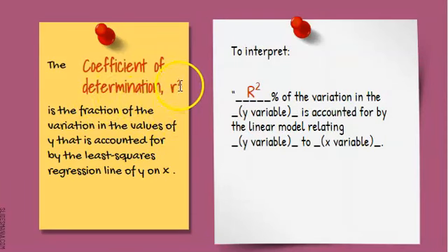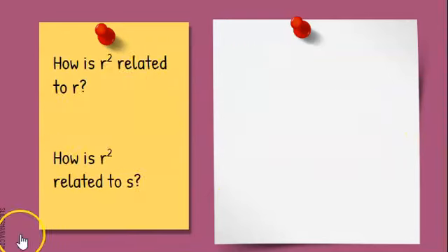So the coefficient of determination, we abbreviate as r squared. It's the fraction of the variation in the values of y that is accounted for by the least squares regression line of y on x. Again, you don't have to know the formula. You just got to recognize this is what it is, and this is how we interpret it. So you're going to take the r squared value they give you, make sure you put it in percentage form, and you say, whatever r squared percent of the variation in the price of the truck is accounted for by the linear model relating price of the truck to the mileage on the truck. Whatever it is in context, make sure you include the appropriate context.